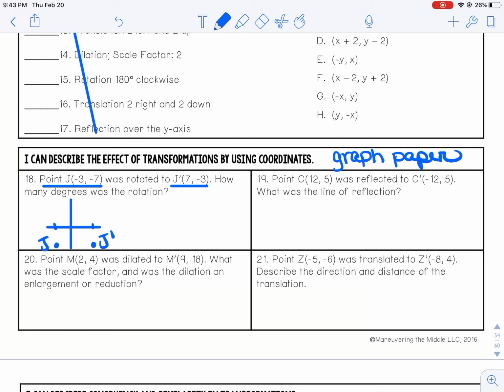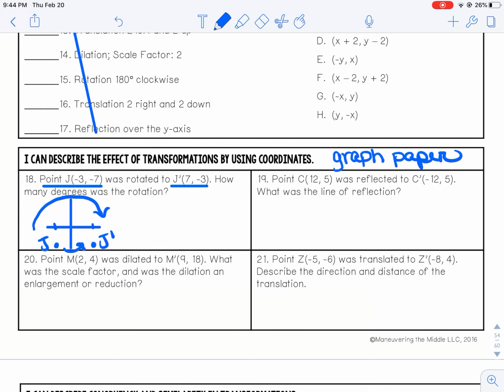So it says how many degrees was it rotated? You have two options. You can say how many degrees it was rotated if you went clockwise, or how many degrees was it rotated if you went counterclockwise. Or you can answer both, it doesn't matter. So one or the other will suffice. So I guess you could just do this by sketching instead of graph paper.